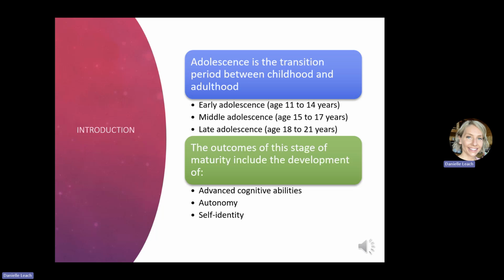Chapter 11 covers the growth and development of adolescence. Adolescence is the end of childhood and it's the transition period into adulthood. We can break down adolescence into 3 stages: early, middle, and late, which is listed there on your screen. By the end of this stage of development, the child should have advanced cognitive abilities close to that of an adult. They have become more independent and autonomous. They can do things like drive and may have a job, and are starting to form a self-identity.